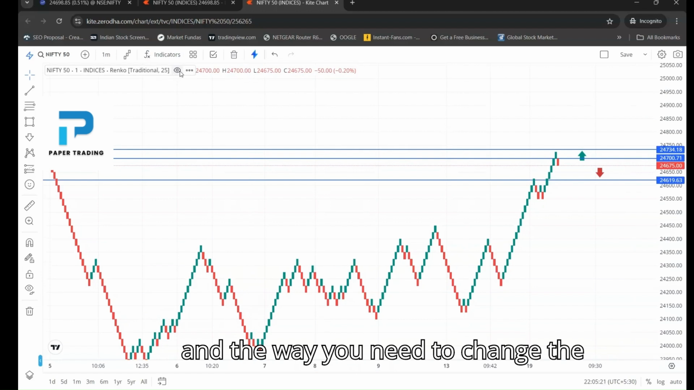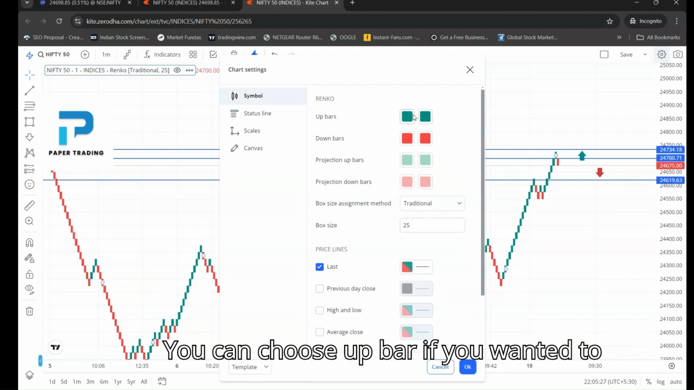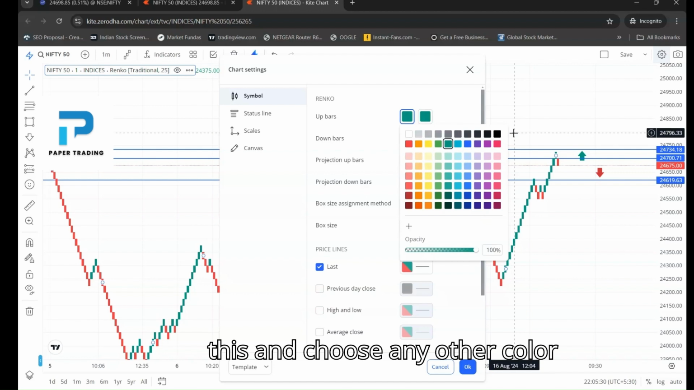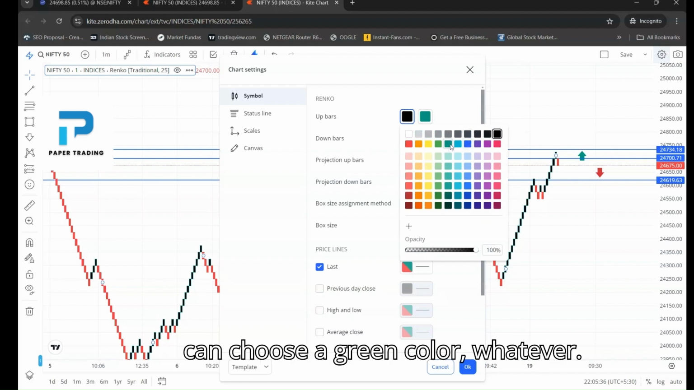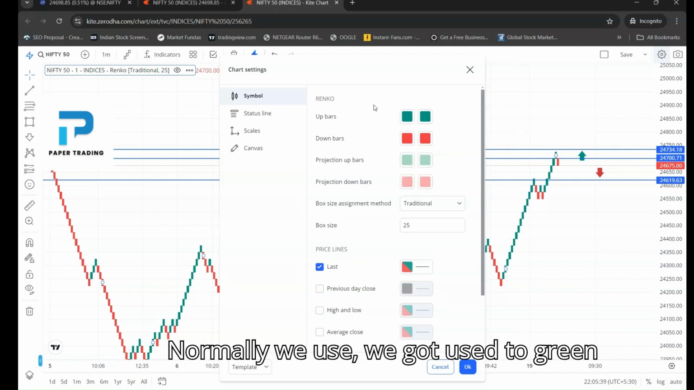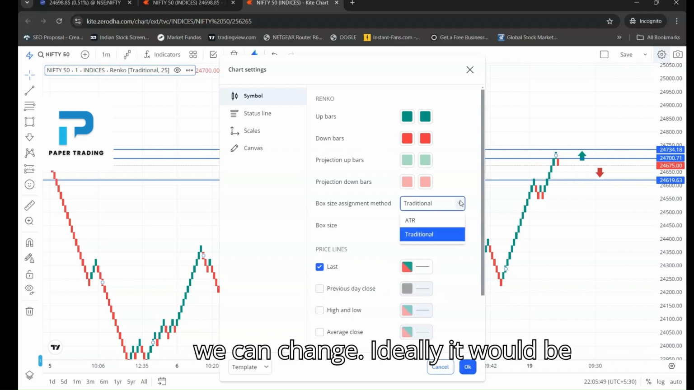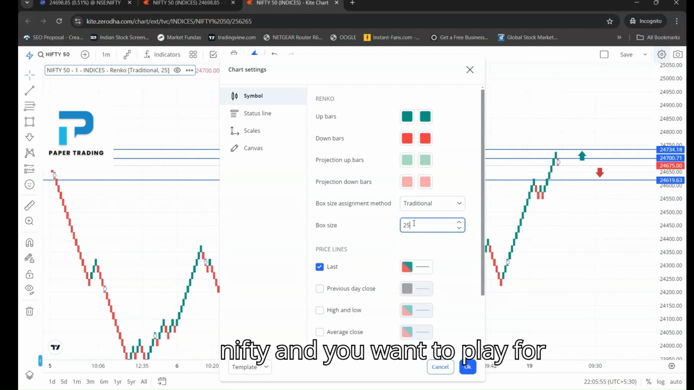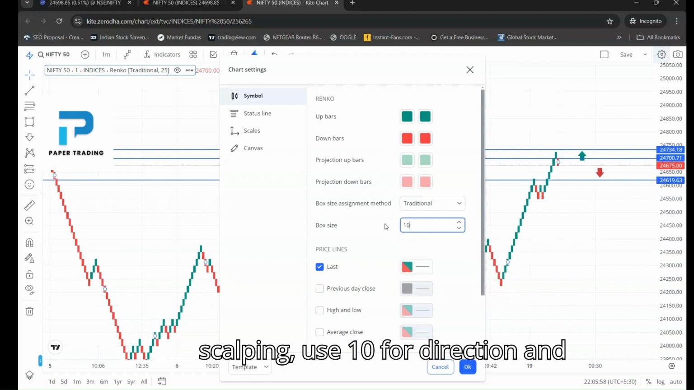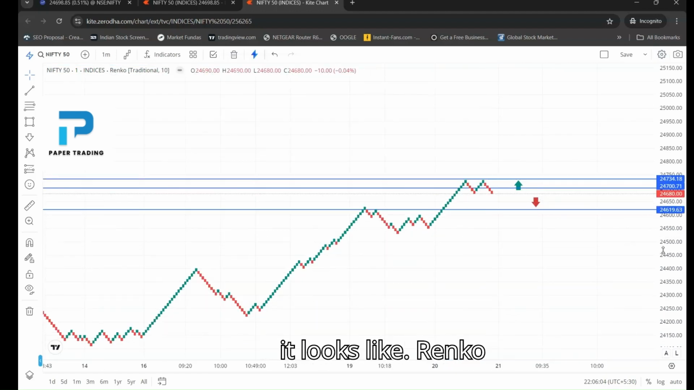And the way you change the brick size is to go to settings. You can choose the up bar color if you want to make it different. Click on this and choose any other color, like black or green, whatever. We are normally used to green and red, so I'll keep it like that. Ideally, it would be something like ATR. Take that ATR off and put it to traditional. If it's Nifty and you want to play for scalping, use 10. For direction and so on, you can use 25. This is how a Renko chart looks.